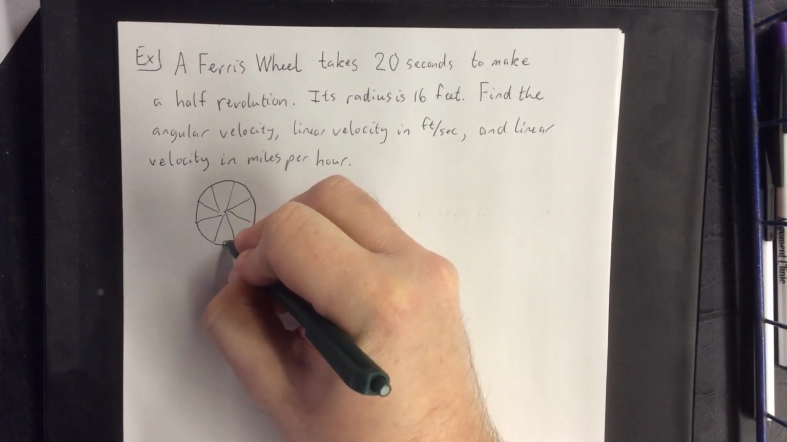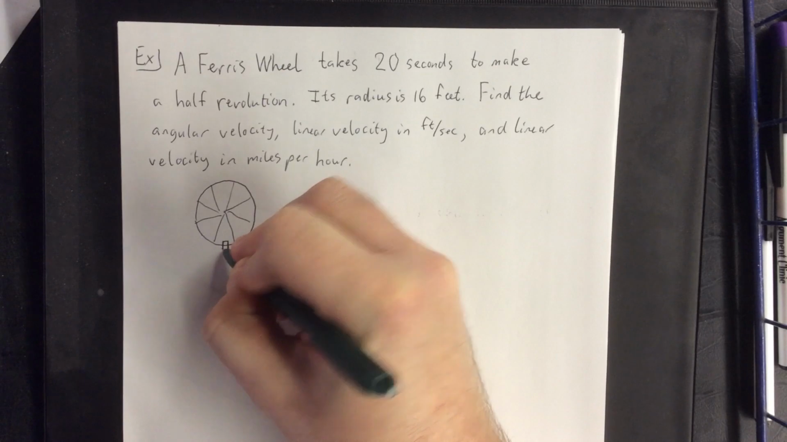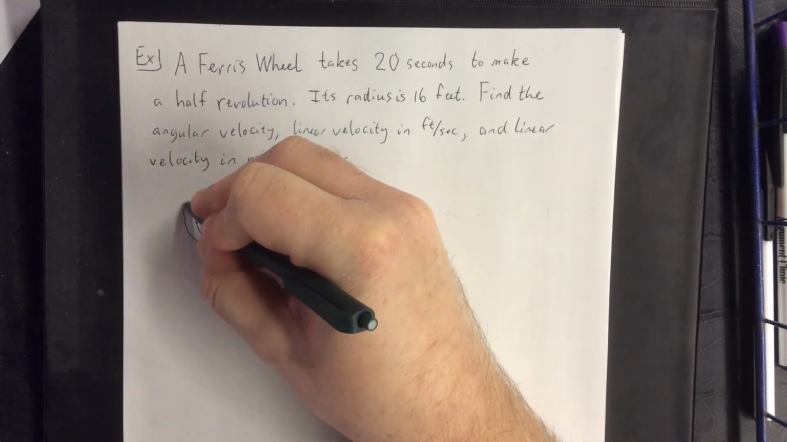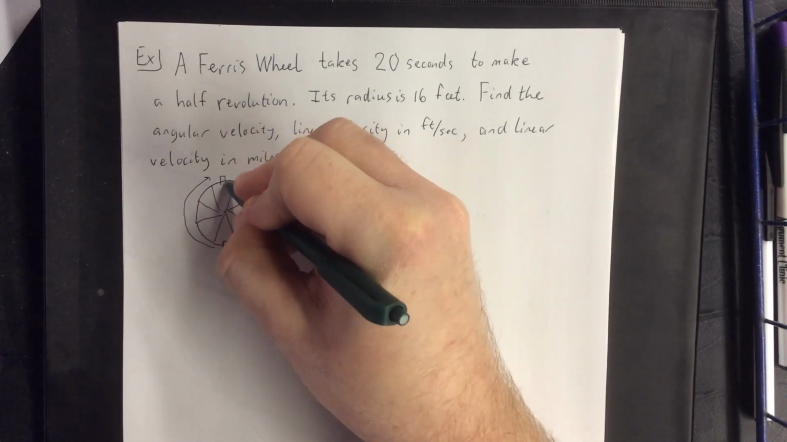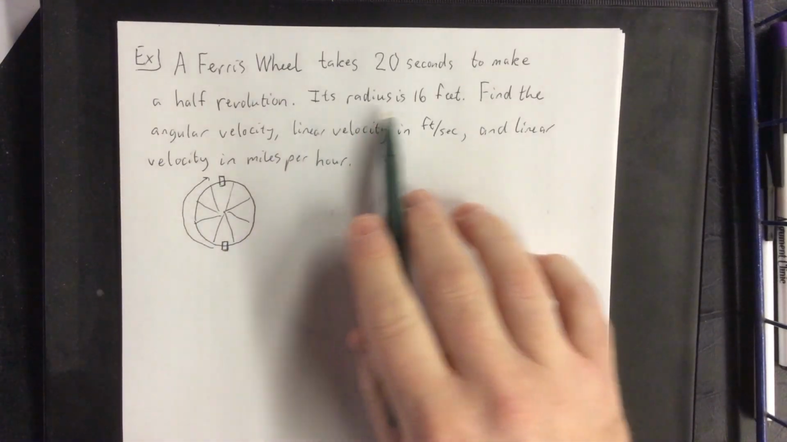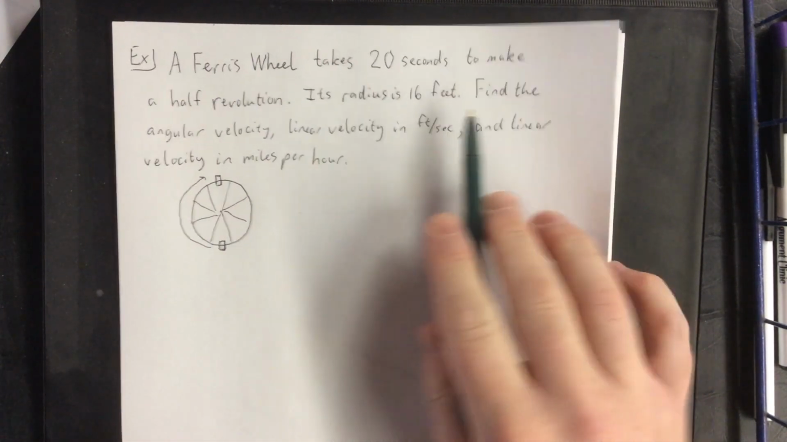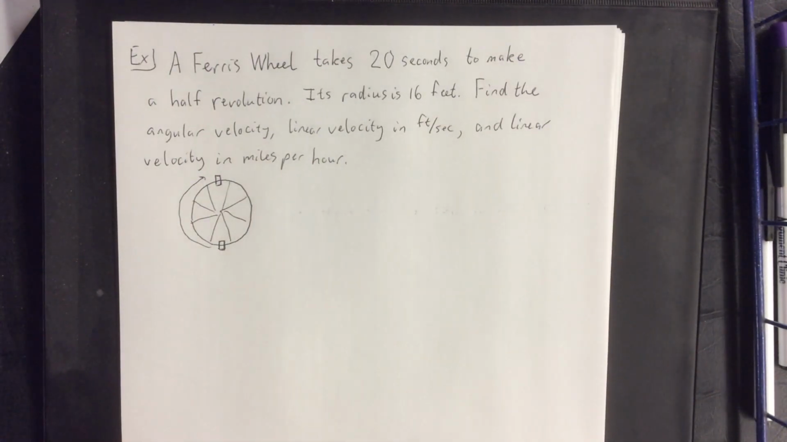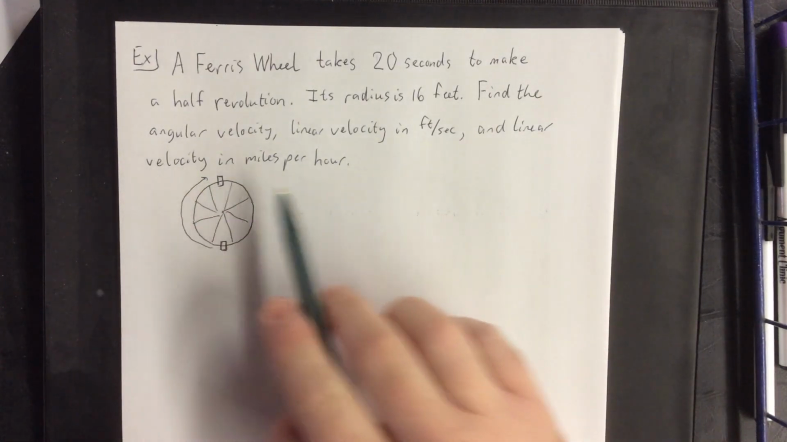If you were to get into a car right here, then the amount of time that it takes until you rotate all the way around to the top is 20 seconds in this one. 20 seconds of just the best anticipation that you could possibly believe in. The radius of this Ferris wheel is going to be 16 feet. I want to find the angular velocity, the linear velocity in feet per second, and the linear velocity in miles per hour.